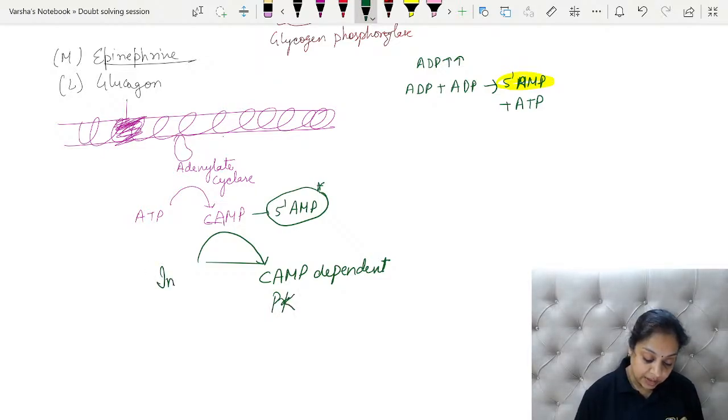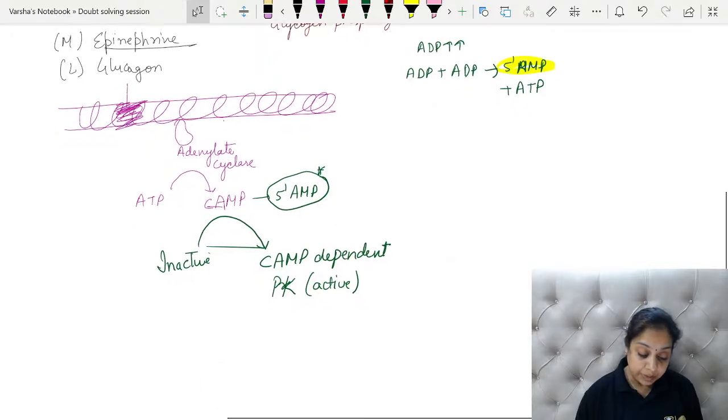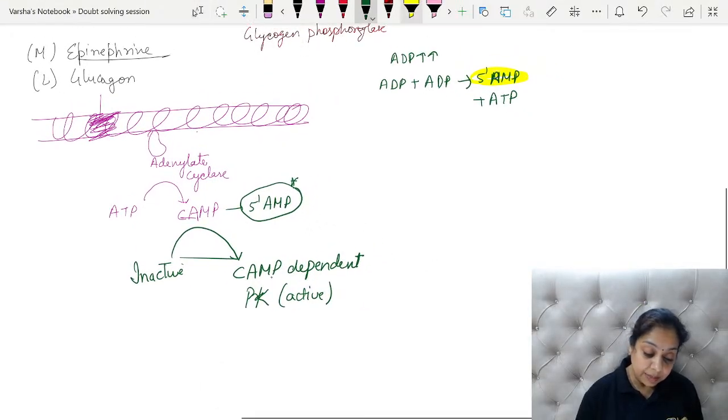Earlier it was inactive. This is active. When we write it, usually it takes a very long time, but when you do the revision, it is very easy and simple. It will look very simple. Okay? What have we seen so far?